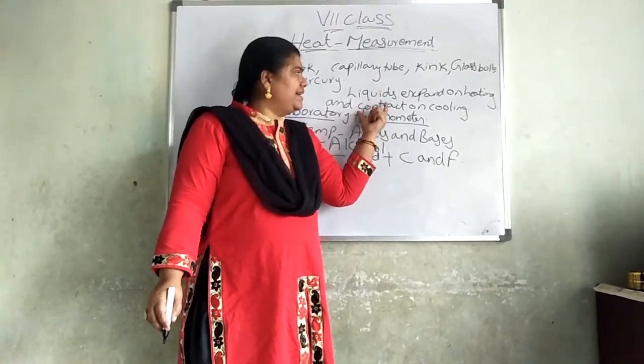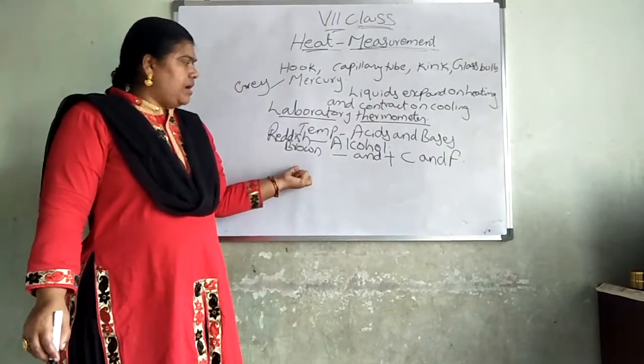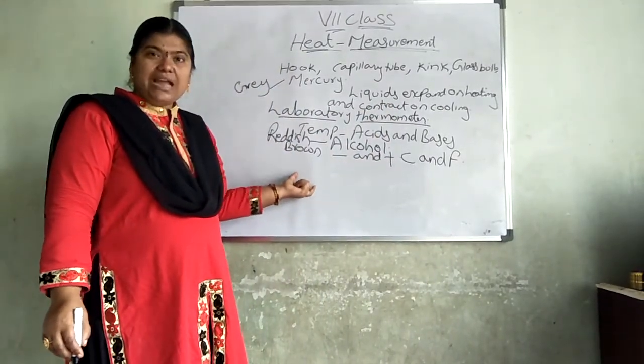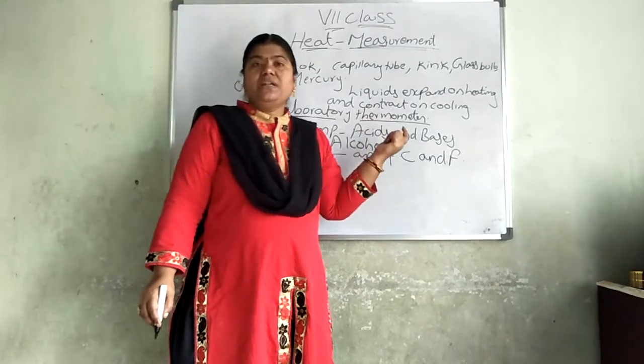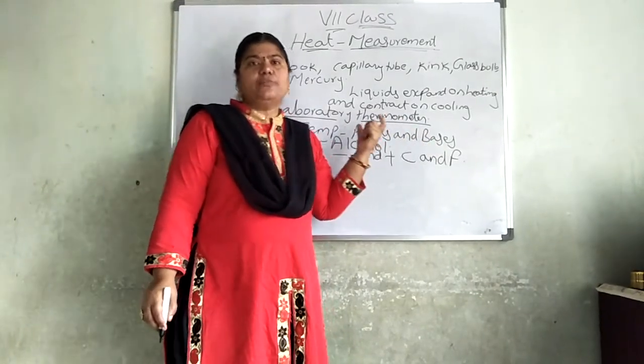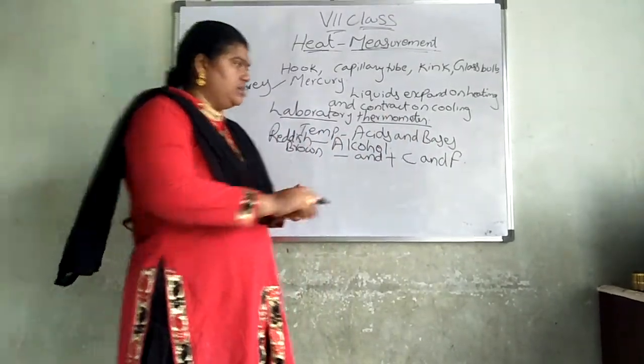This is about the clinical thermometer and the laboratory thermometer. Now we are going to see the properties of mercury and the properties of alcohol. Shall we see that?